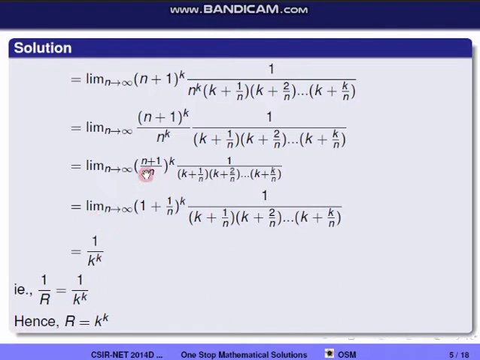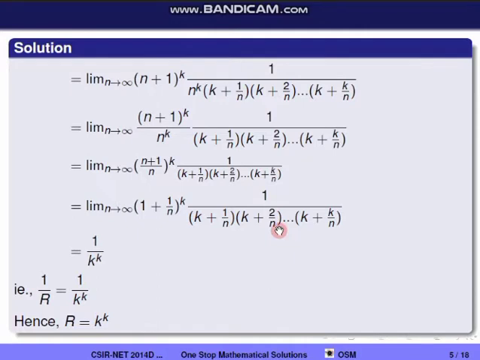Now I am dividing the numerator by n separately. So this is equal to limit n tends to infinity (1 plus 1 by n) whole power k into 1 by (k plus 1 by n)(k plus 2 by n) etc. up to (k plus k by n).